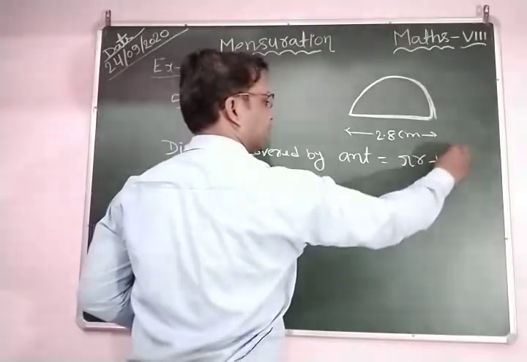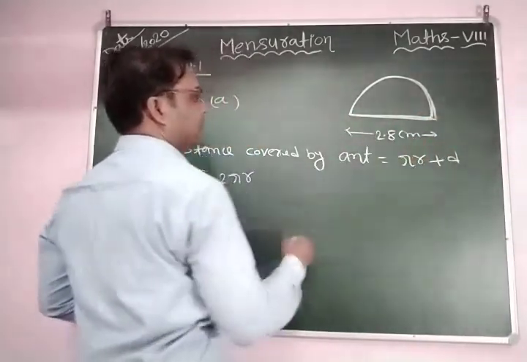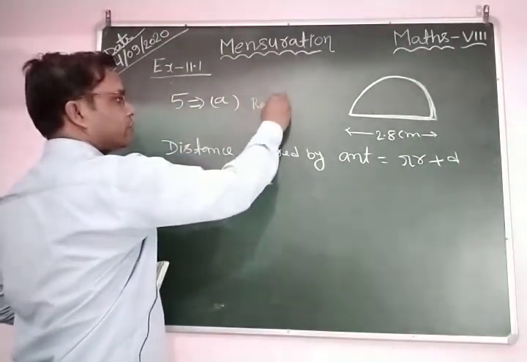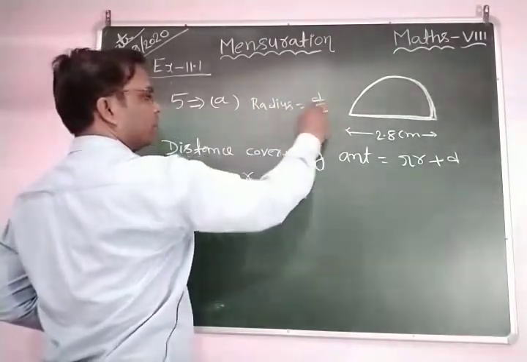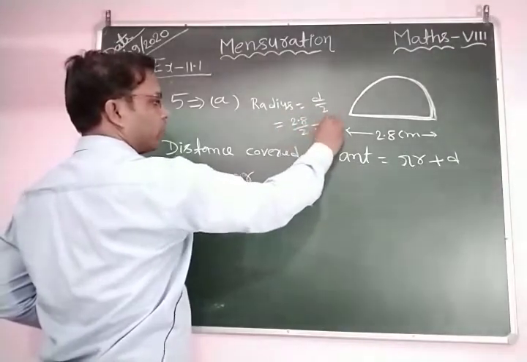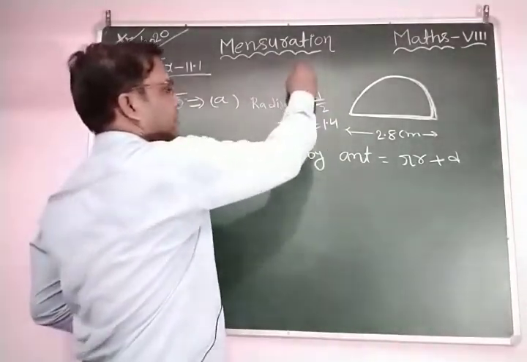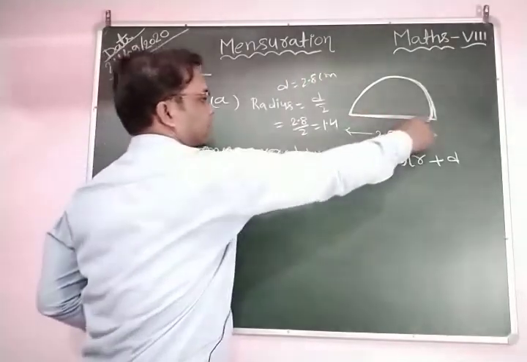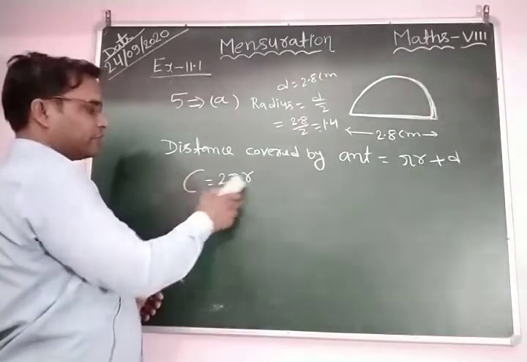What is the diameter? The diameter is 2.8 centimeter. So what is the radius? The radius is equal to diameter d by 2, so 2.8 by 2 is equal to 1.4. The diameter is given here as 2.8 centimeter. This is the diameter and this is the radius.